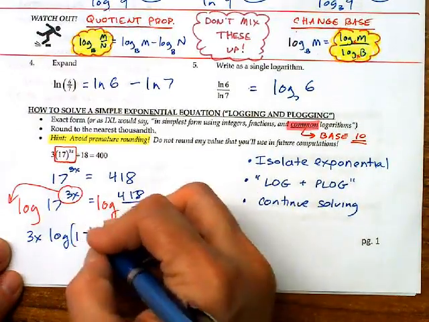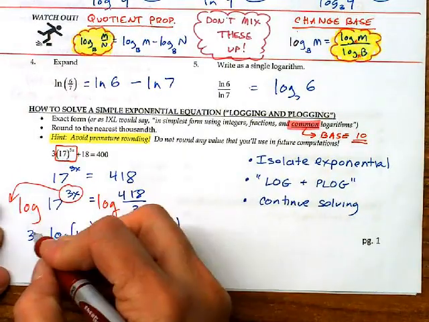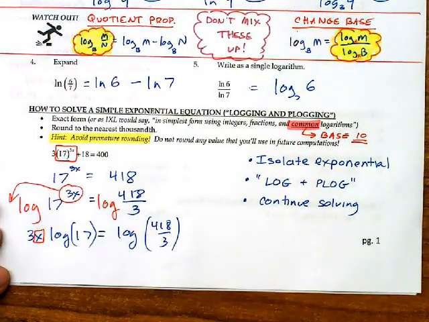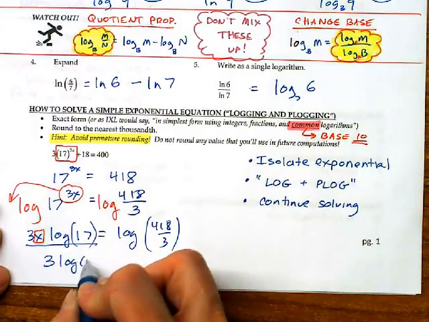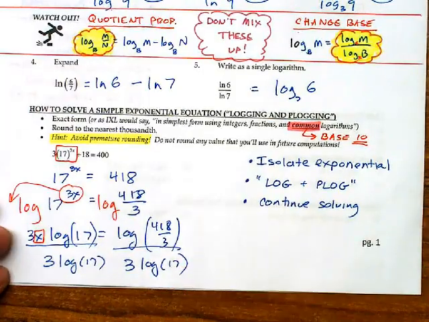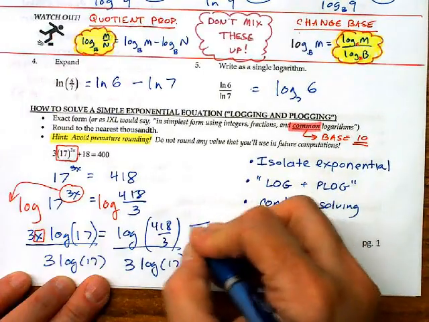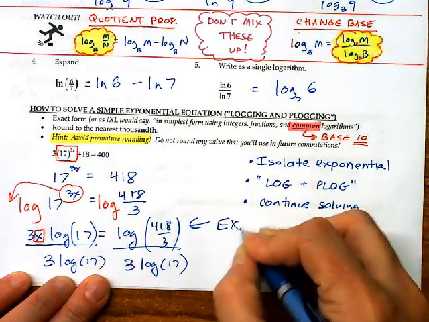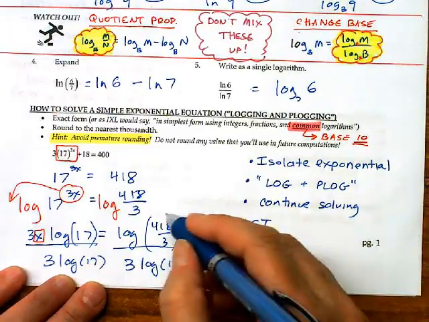And I'm just going to use some parentheses so that I know what is in each logarithm. All right, if we want to get this x alone, I'm going to have to divide by everything that is not the x. And what I have right there is the exact form of the answer. That means just take it as far as you can take it without a calculator.